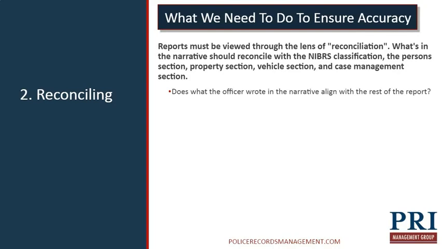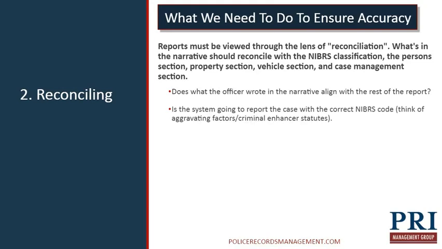What's in the narrative should reconcile with the NIBRS classification, the information that's in the person section, the property section, the vehicle section, and the case management section. Does what the officer wrote in that narrative align with the rest of the report? And then furthermore, is the system going to report this crime correctly according to the NIBRS requirements to the state? And what happens is really interesting. When you don't read the report through the lens of NIBRS, you will miss the mistakes.